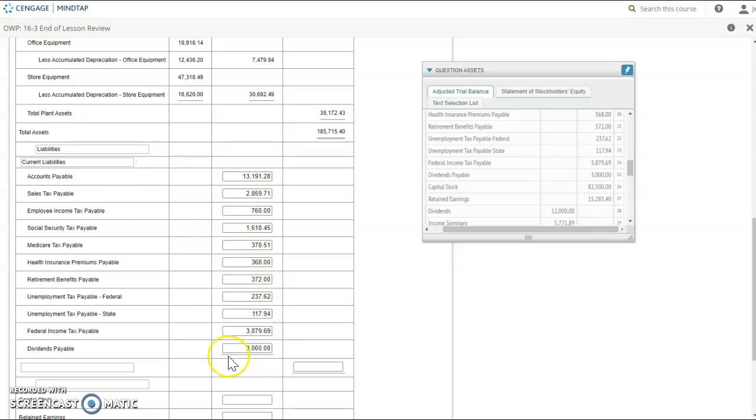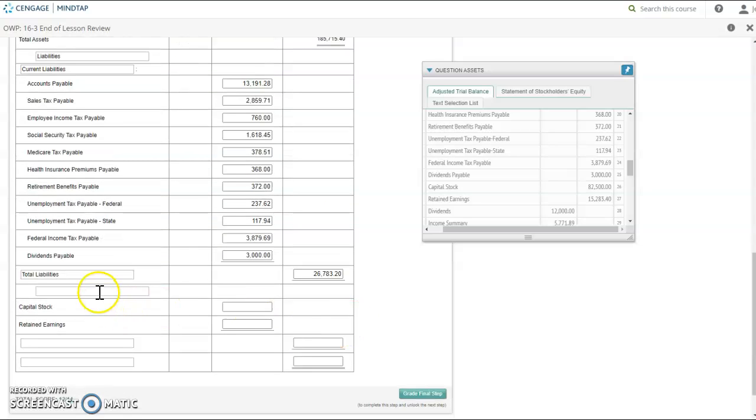Now that I have my numbers filled in, I'm going to label this as total liabilities, and I'm going to add up and put my total here. Okay, for my total, I got 26,783.20. I'm now going to move on to my stockholders equity section. So I'm going to put in that label, and I'm going to fill in my capital stock and my retained earnings.